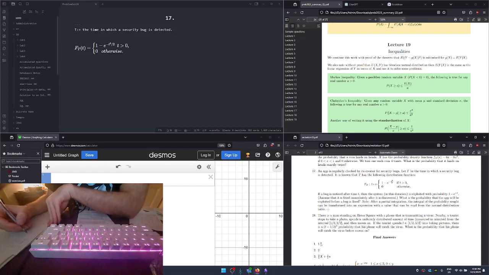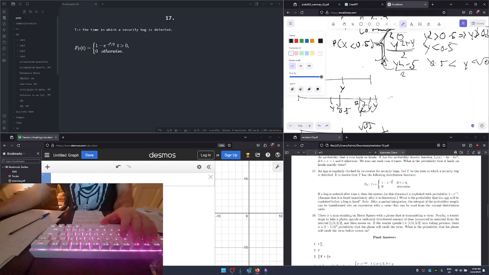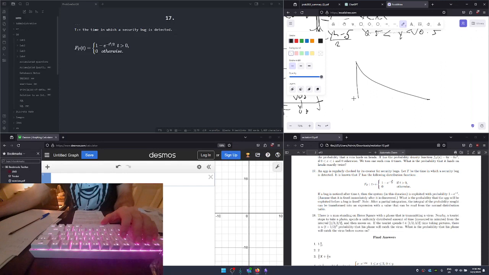Okay, and let T be a time in seconds. Okay, so we have a time. So we know that T has the following distribution, right? The security bug can be detected, right? It's just the exponential distribution, and it can be detected randomly. So the idea is that you have an exponential distribution, right?